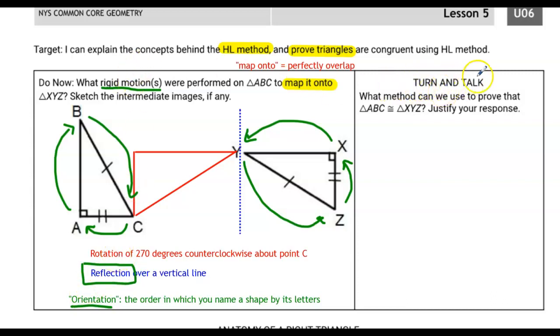Anyway, let's take a look at the turn and talk. What method can we use to prove that ABC and XYZ are congruent to each other? I'm going to erase some of this other stuff so you can see it a little bit more clearly and justify your response. Remember, the methods that they're talking about here are going to be the postulates that we learned so far.